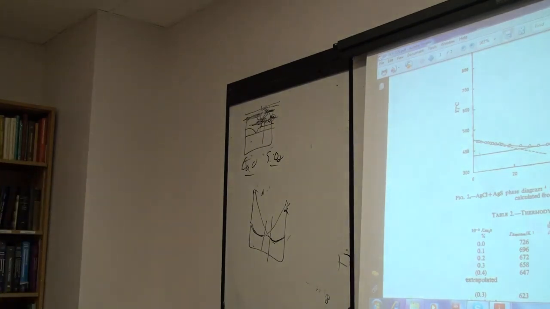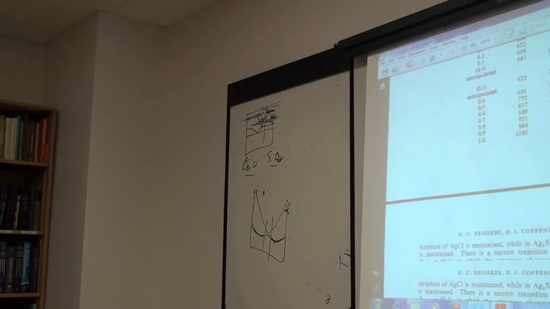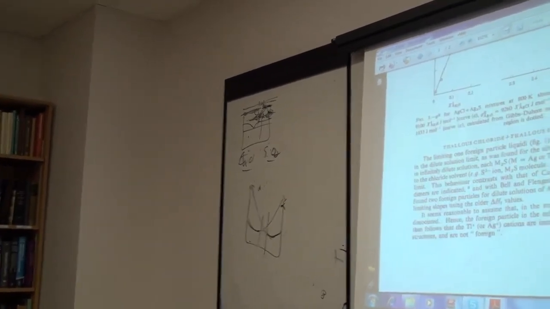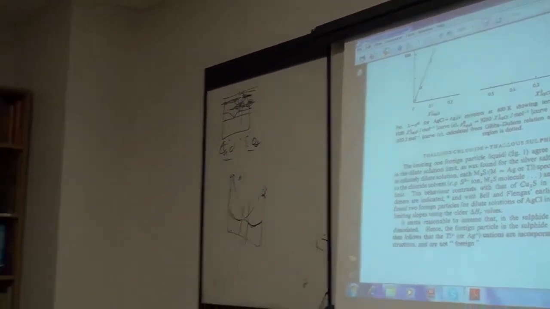And we did this, actually, this is a paper I wrote. We did the same thing with thallium chloride, thallium sulfide, which is virtually the same thing. Thallium is just one below silver in the periodic table, so you get virtually the same thing.